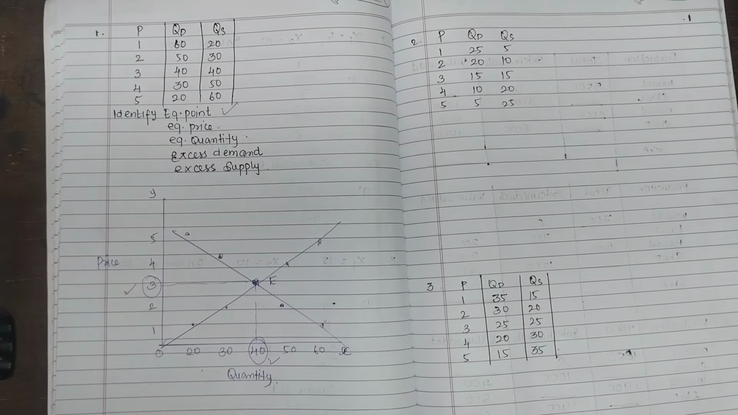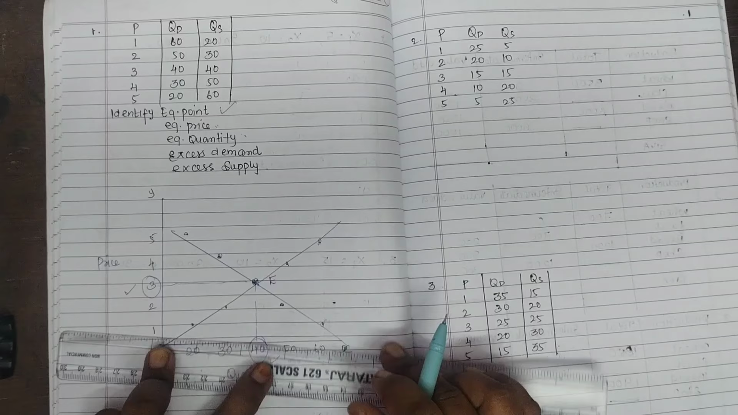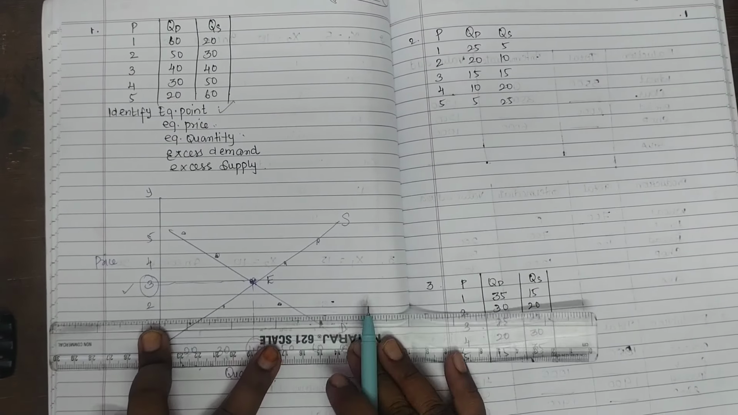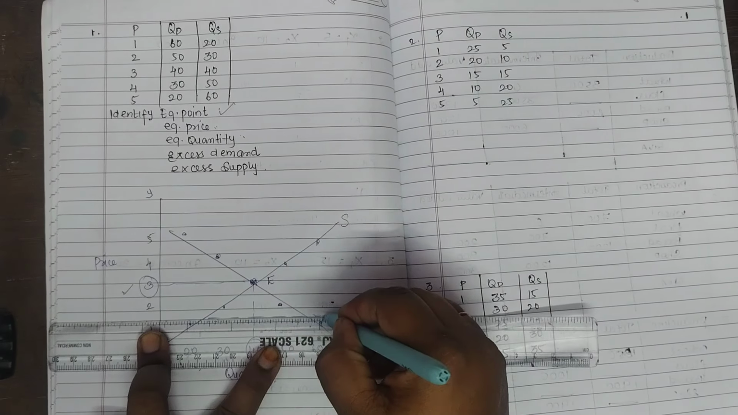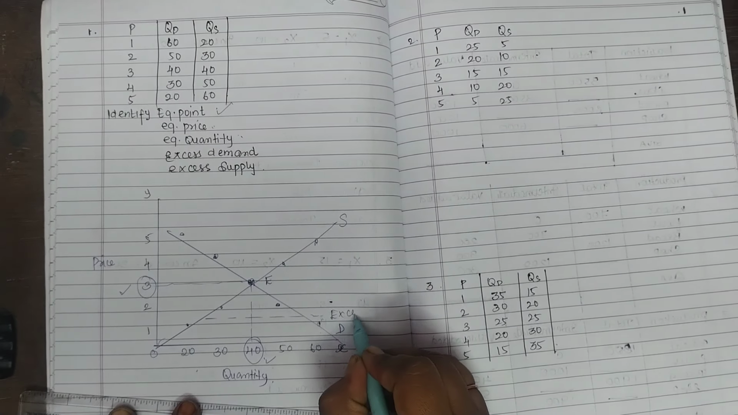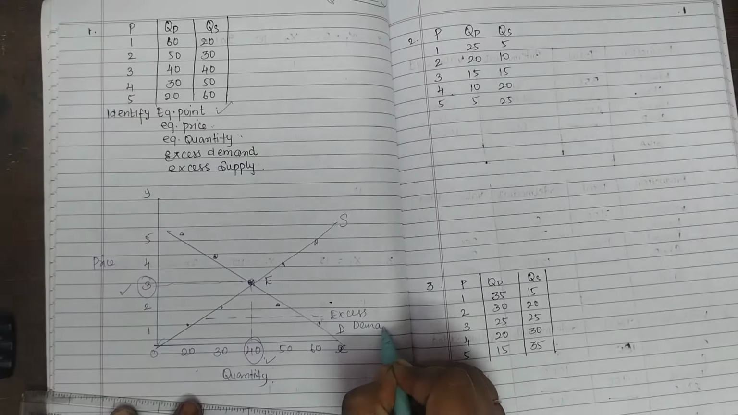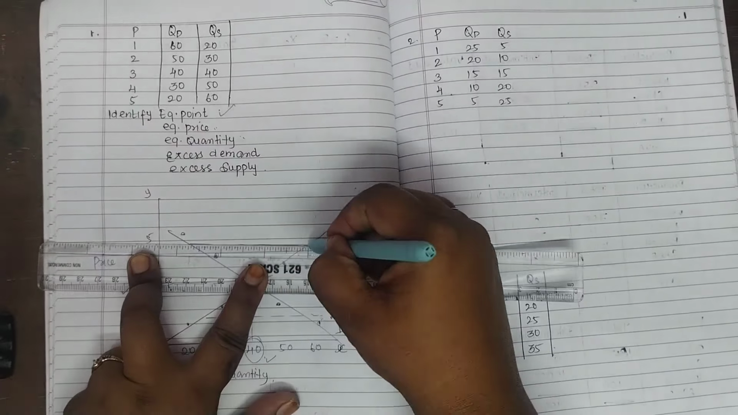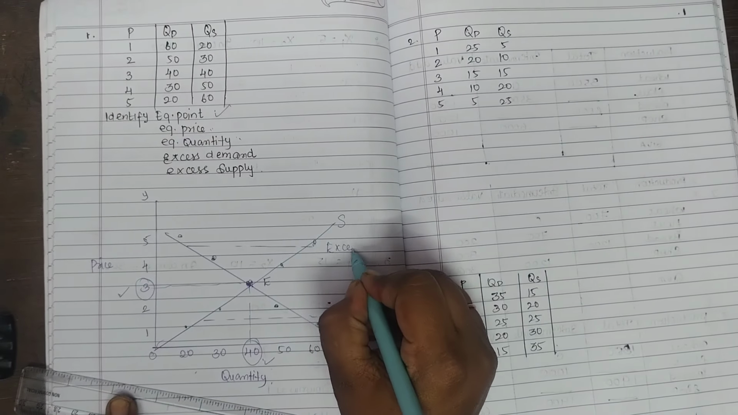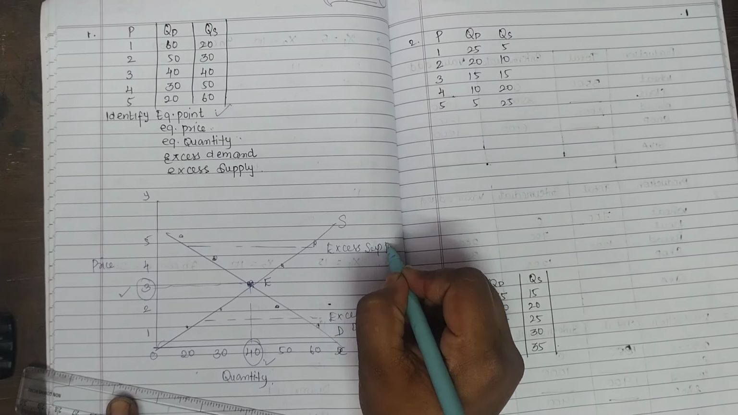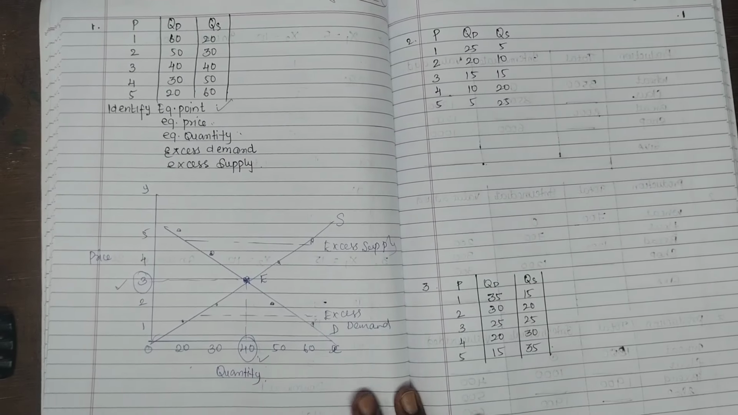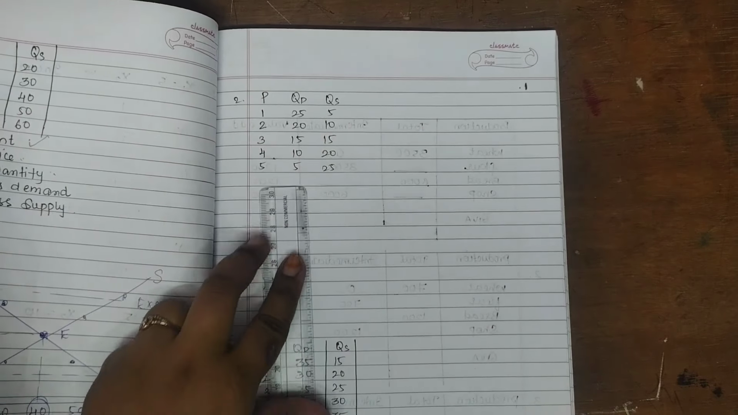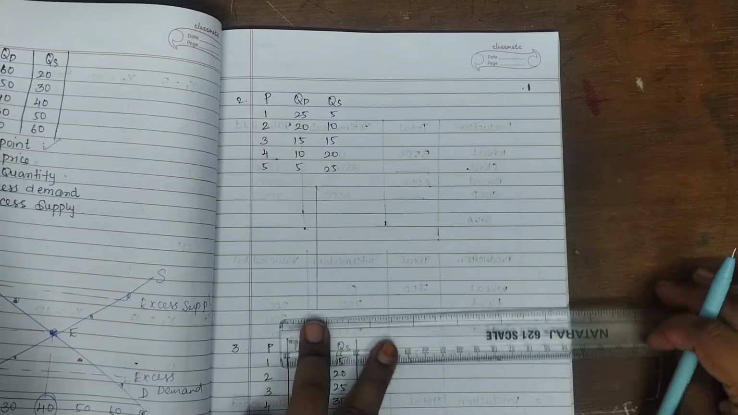Now you have to find excess demand. What is excess demand? Here it is, because this is the demand line, this is the supply line. Here you see the supply is less and demand is more. So this is considered as excess demand. Here you see on the supply line, supply is more, demand is less. So this is considered as excess supply. Once you identify all of this, you will easily get 5 out of 5. Okay, the same thing you have to follow here. Here also the same. Mark the line.